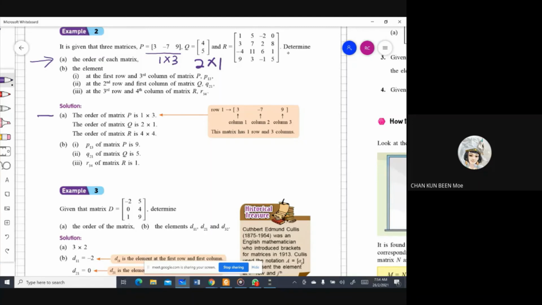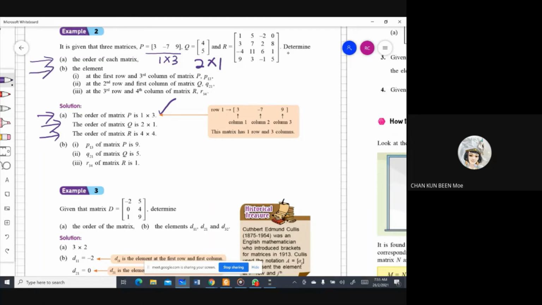So you can look at the solution. That is how you answer it. The order of matrix P is 1 times 3. The way we read it is 1 by 3, but when you write it down, it's 1 times 3. And then the order of matrix Q is 2 by 1 and R is 4 by 4. Okay, now we look at the element.